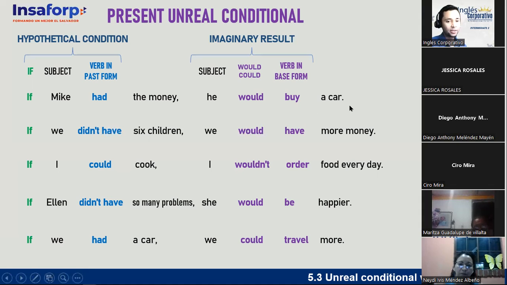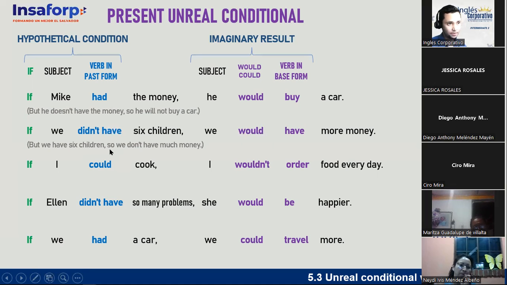Now, let's analyze the sentences. When you say, if Mike had the money, he would buy a car. But in reality, he doesn't have the money, so he will not buy a car. Second sentence, if we didn't have six children, we would have more money. But in reality, we have six children, so we don't have much money.